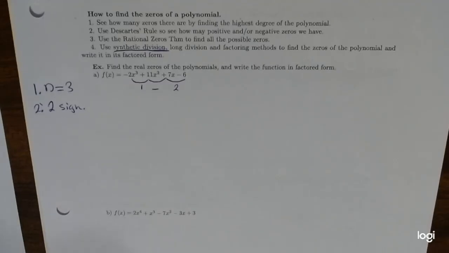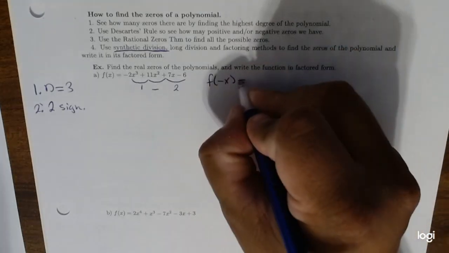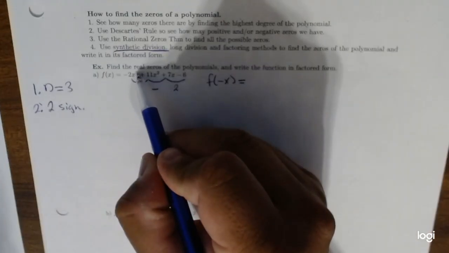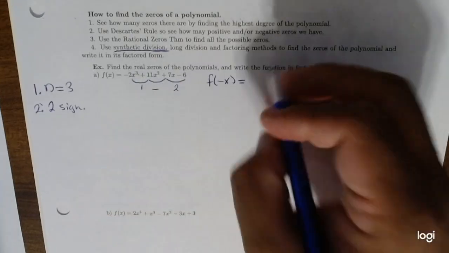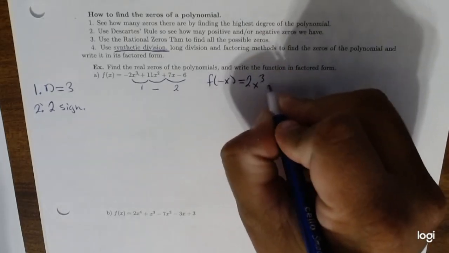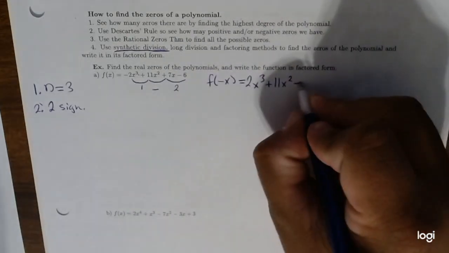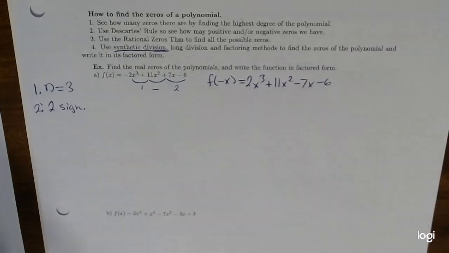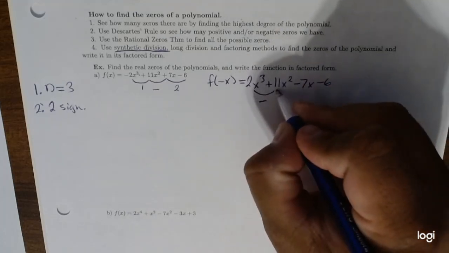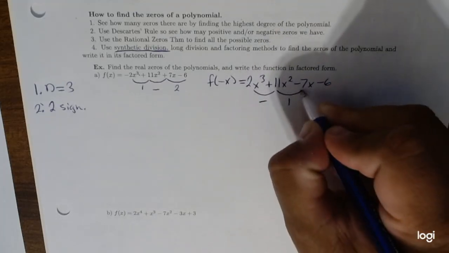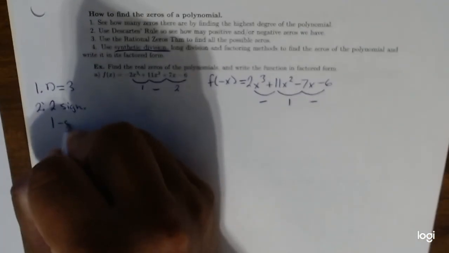Okay. And now we're going to do the same thing for f of negative x. If I plug in negative x, since it's a third power, it's going to be negative, and negative times a negative gives a positive 2x to the third. Since it's an even power, that doesn't change the sign. This one is odd, so it gets negative 7x, and then minus 6. Now again, we count. Positive, positive, there's no sign change. Positive to negative, that's 1 sign change. And negative, negative, no sign change there. So we actually have 1 sign change.